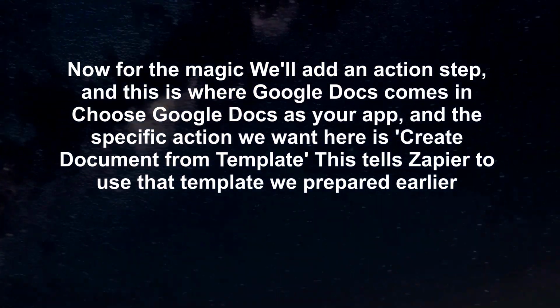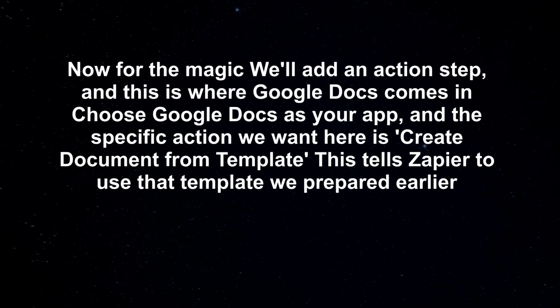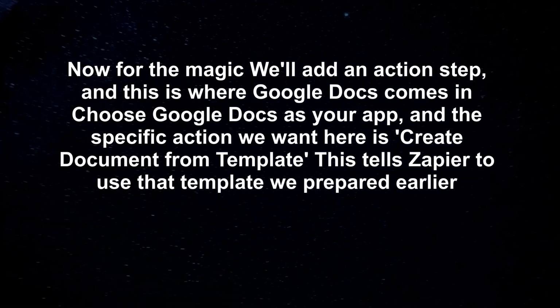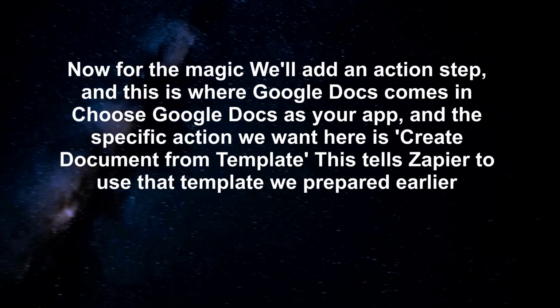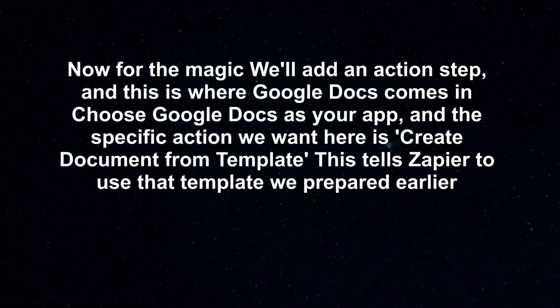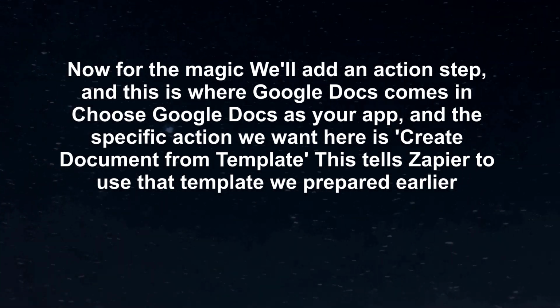Now for the magic, we'll add an action step. And this is where Google Docs comes in. Choose Google Docs as your app. And the specific action we want here is create document from template. This tells Zapier to use that template we prepared earlier.